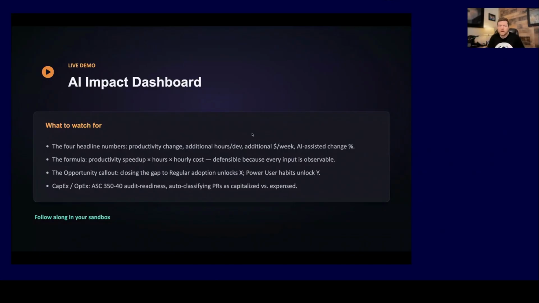Things to watch for: headline numbers, productivity change, additional hours per dev, additional dollars per week as AI-assisted changes. Look at the formulas and how we're pulling all of these things together. What's the opportunity call-out? How do we close the gap and get even more ROI out of our current baseline? And even some of the CapEx, OpEx stuff. So Jeff, I will pause sharing there and we can jump back over to the demo.